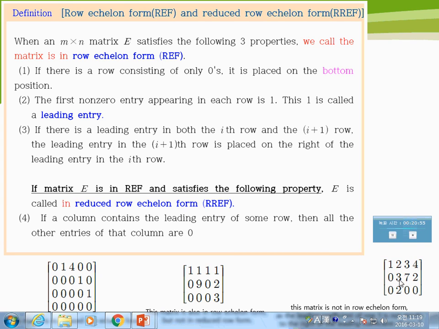Okay, and this cannot happen because the non-zero entries should be in a ladder form like this. So this is not in REF.